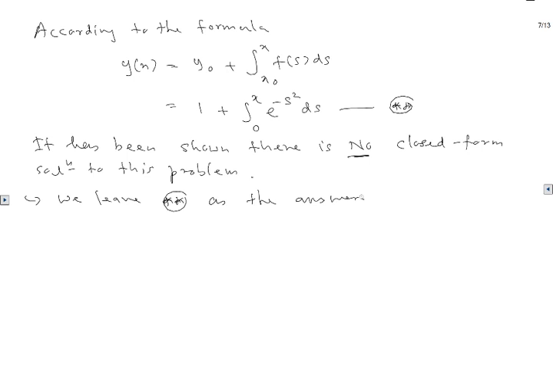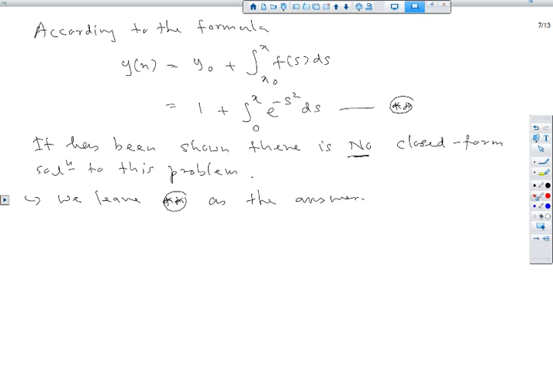You can use a calculator or a computer or something like that, and numerically calculate, and we can discuss some of those techniques in this class as well. There are two methods we can discuss: the Euler method or the Runge-Kutta method. Using those two, we can numerically calculate this one. And also, this integral is very important for statistics.